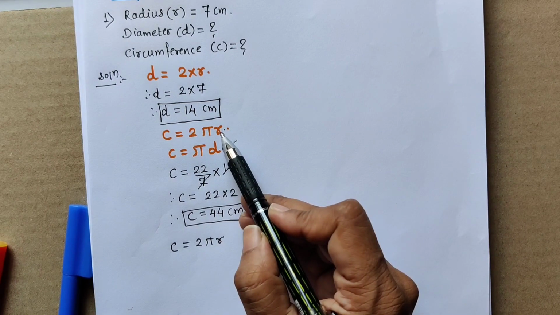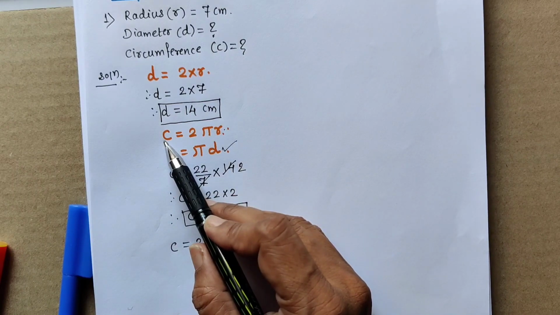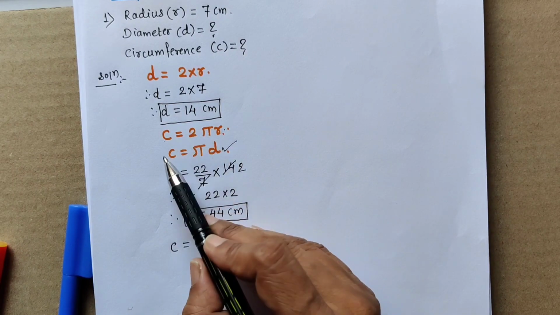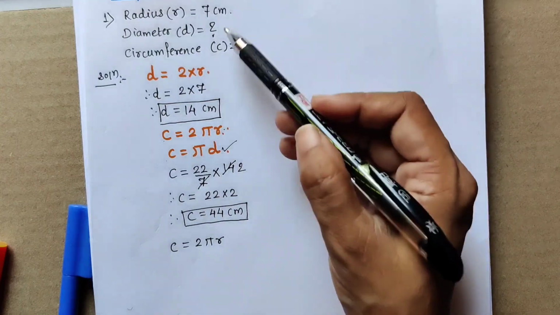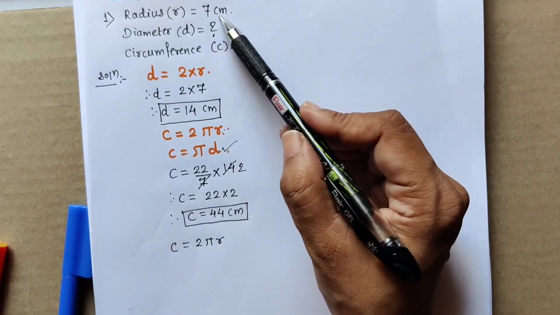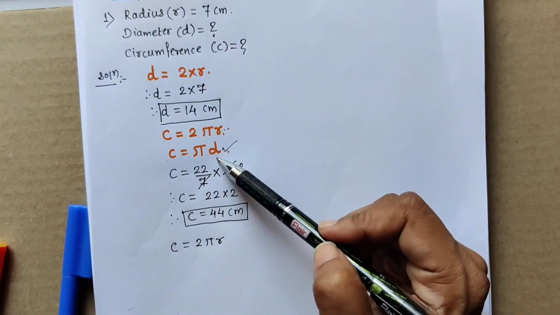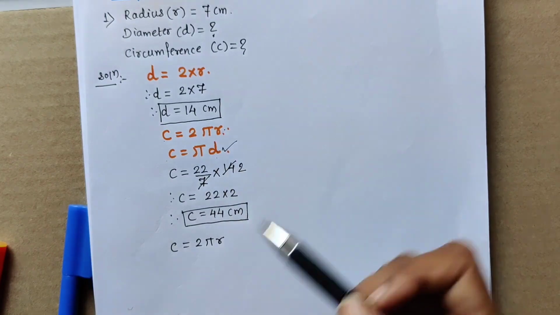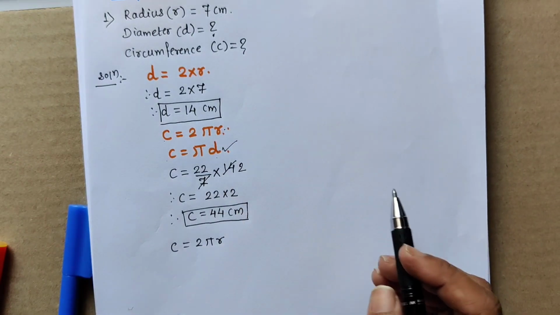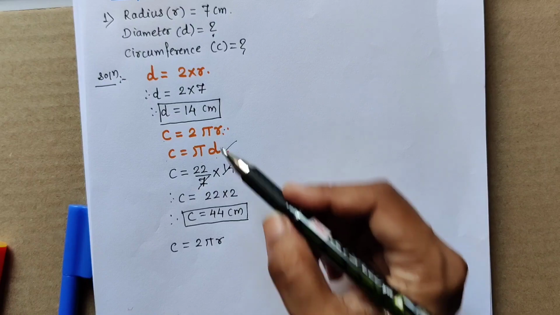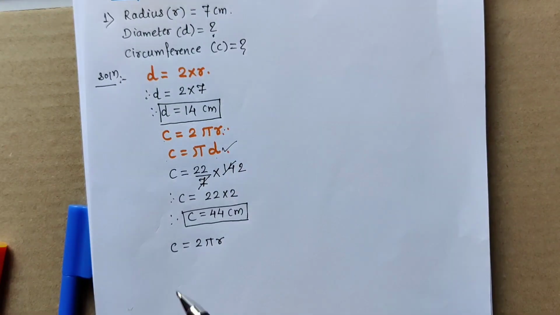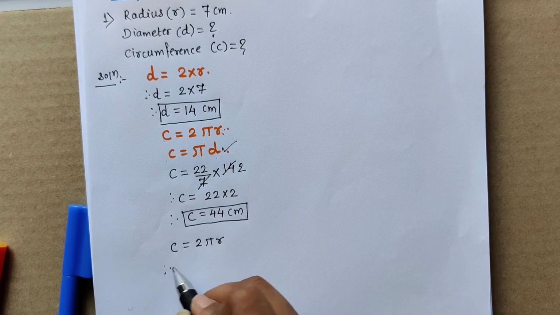When the value of radius is known, we can find out circumference. When the value of diameter is known, we can find out circumference. As in this question, we know the value of radius, and from radius we have got the value of diameter also. So we can use both this formula to find out the value. Either this first formula or this second formula. Whichever formula you want, you can use it.